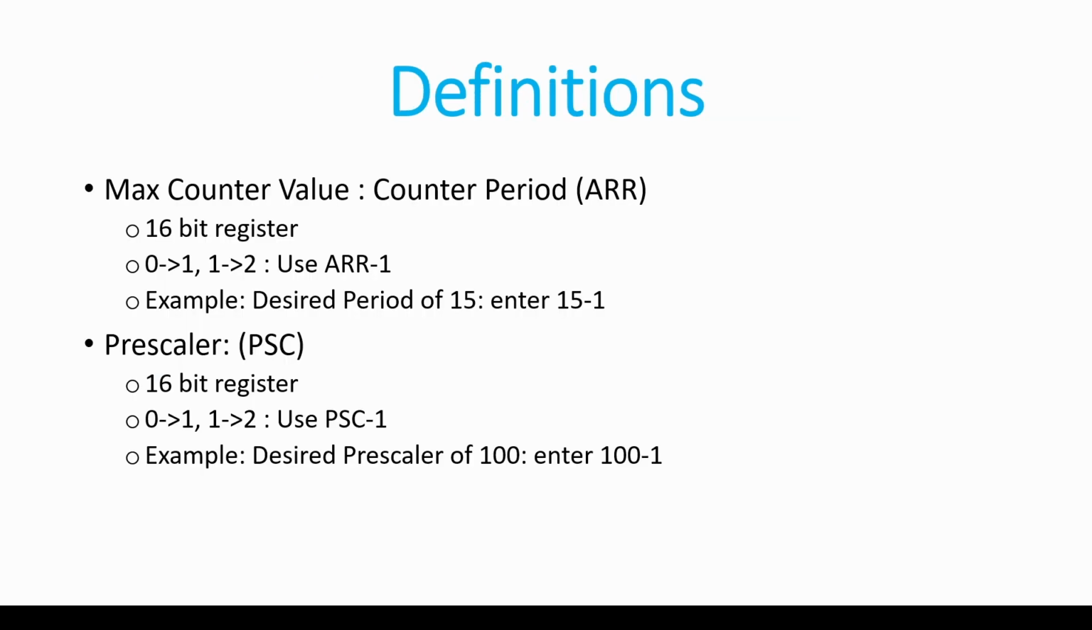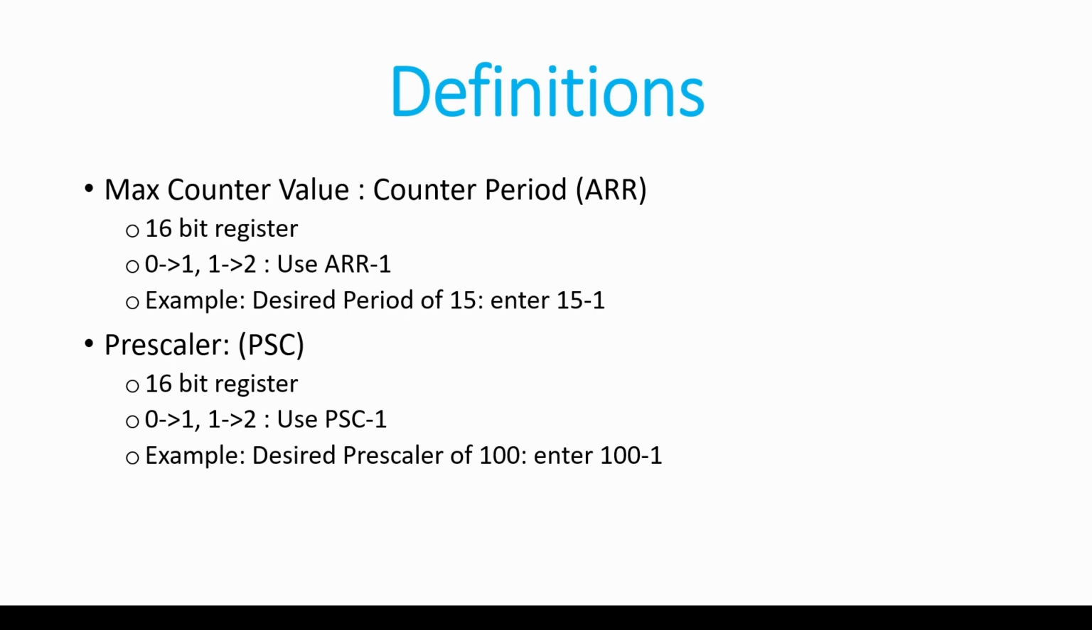Finally, before we move to the examples, I want to give an overview about some of the definitions. The max counter value, otherwise known as the counter period, is commonly referred to as the auto reload register, or ARR for short. As mentioned before, for almost all timers, the ARR is a 16-bit register. The prescaler, which is commonly abbreviated to PSC, is also a 16-bit register, so both have a max value of about 65,500. Most importantly, the hardware will add 1 to both of these values.